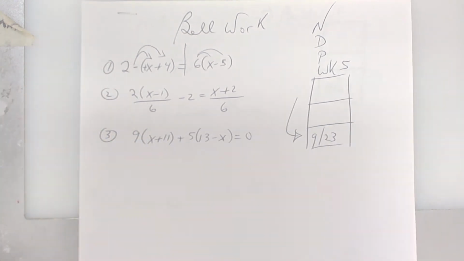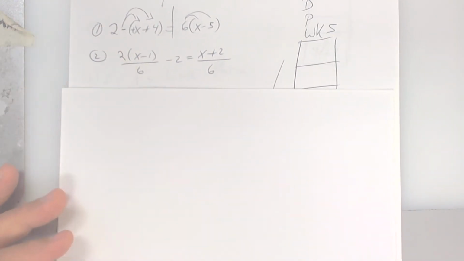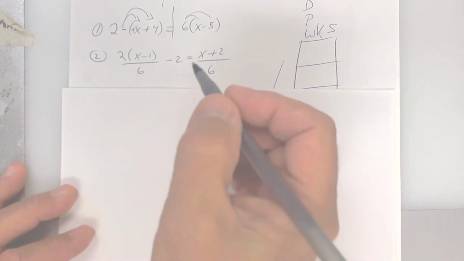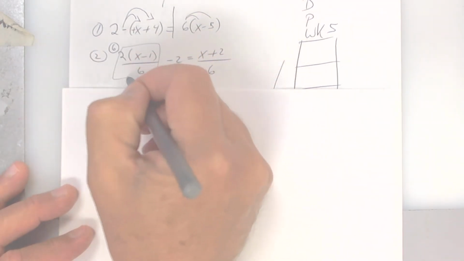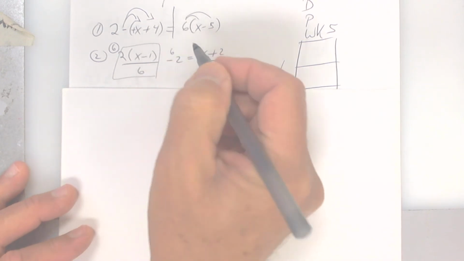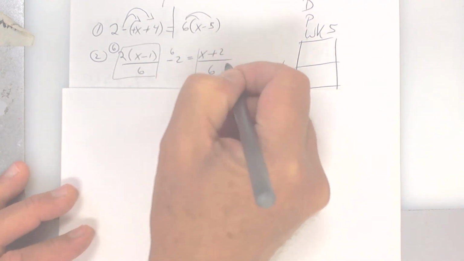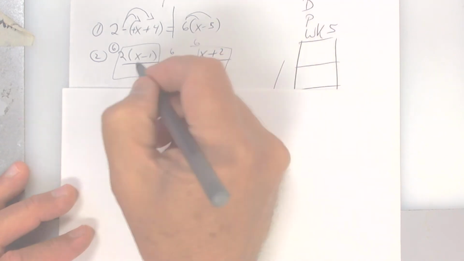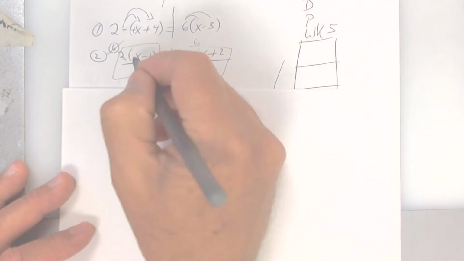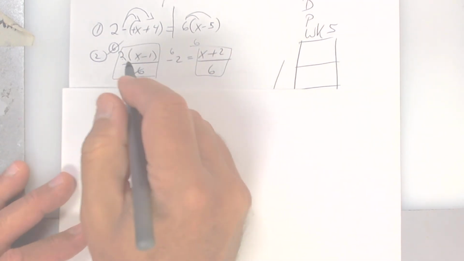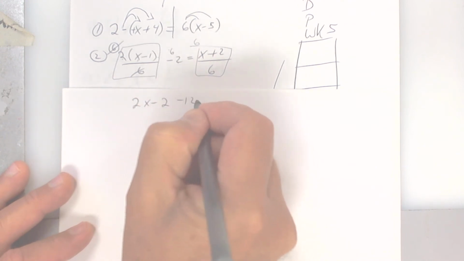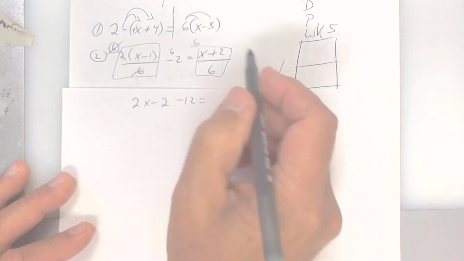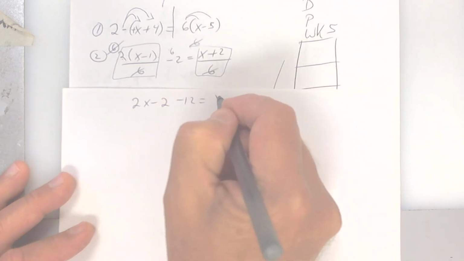This one right here, your denominator is 6, so I would multiply this one by 6. Okay, this whole thing by 6, this by 6, and this whole thing by 6. So these 6's cancel. So you get 2x minus 2 times 1 is 2 minus 12 equals. Here the 6's cancel and you get x plus 2.